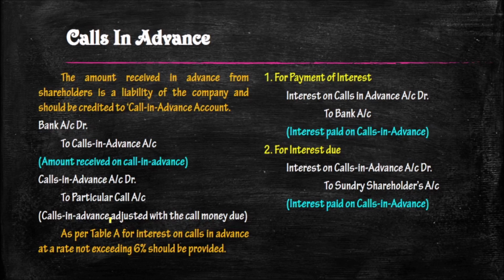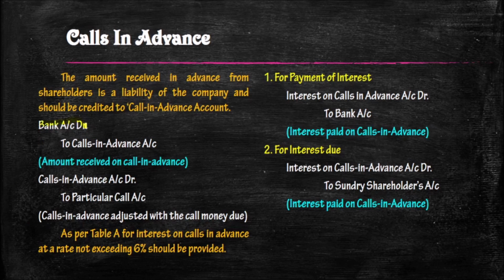That amount received in advance from the shareholder is always a liability. So the company has to pay interest for that. But remember, the calls in arrear account is debited, but the calls in advance account is credited. So the entry will be bank account debtor.